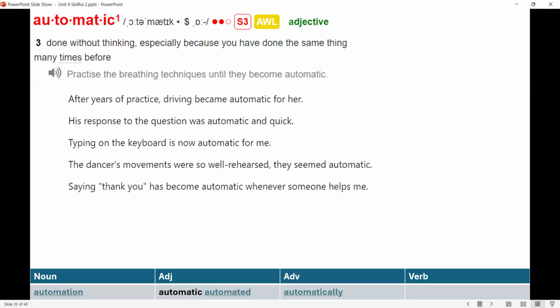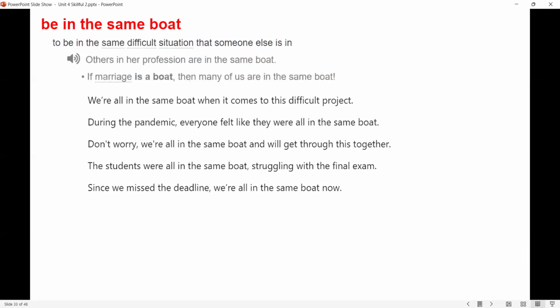Page 77. Automatic. Automatic means done without thinking, especially because you have done the same thing many, many times before. Practice the breathing techniques until they become automatic. After years of practice, driving became automatic for her. Read the rest by yourself.